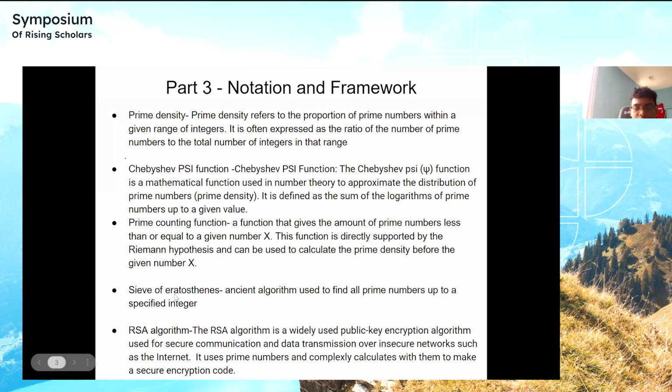The sieve of Eratosthenes is an algorithm that's used to find all the prime numbers up to a specified integer. So if you're going from 0 to 10, it will tell you the exact amount of prime numbers up to that point. And then the RSA algorithm is a public key encryption algorithm used for secure communication and data transmission over insecure networks such as the internet, and it uses prime numbers in calculations to make encryption codes.